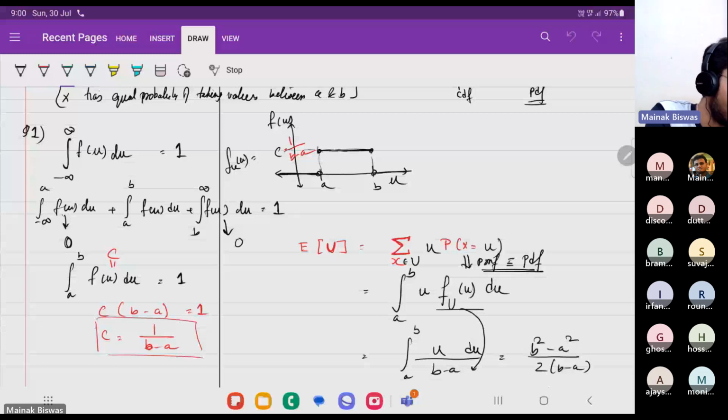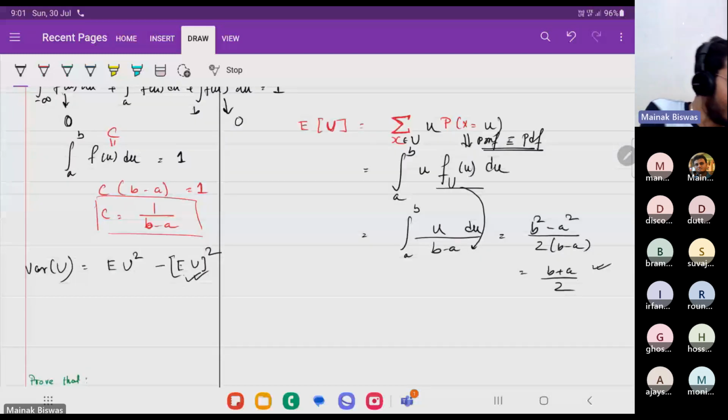This we have already found, expected value of U. Oh, it's still stuck. Some network issues on my tablet. So anyways, just a moment.